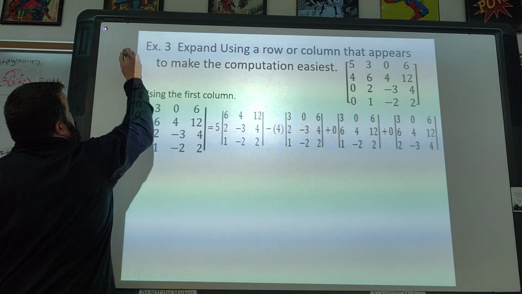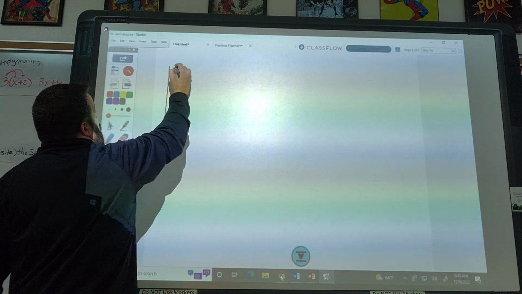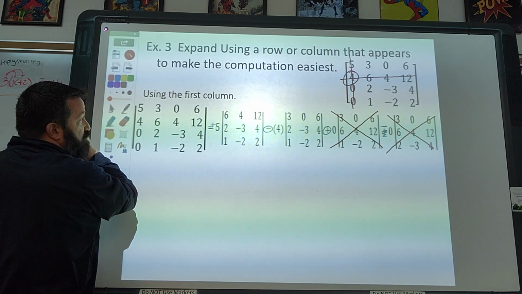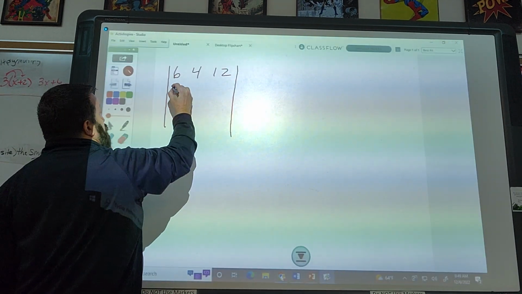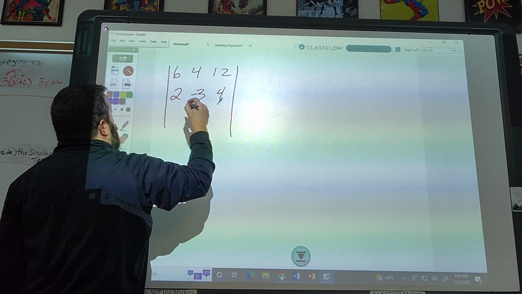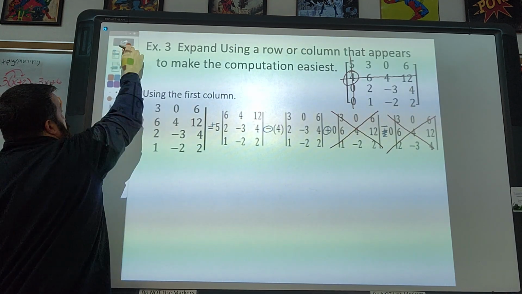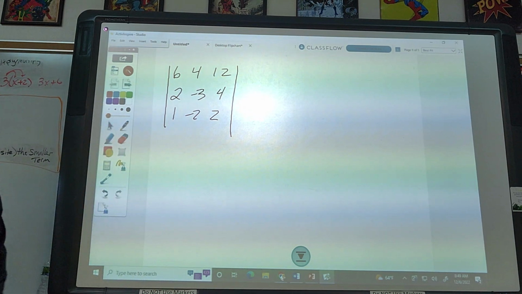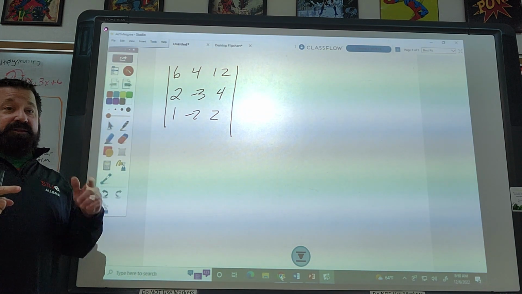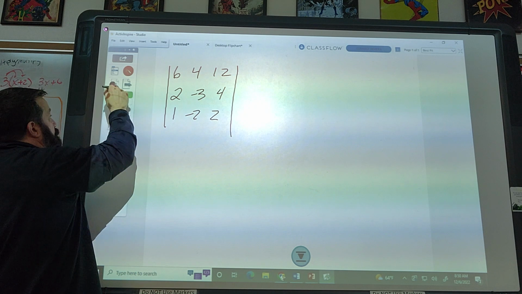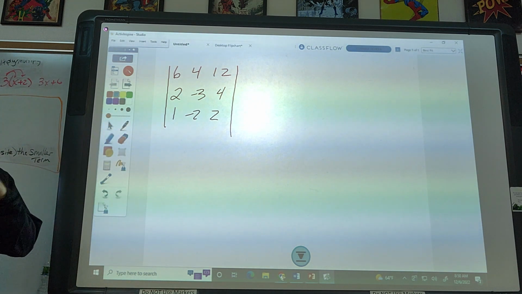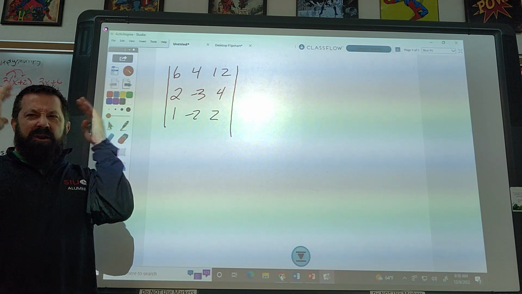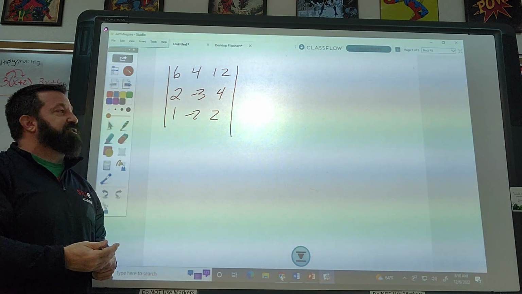So I've got 6, 4, 12. Two, negative 3, 4. 1, negative 2. And 1, negative 2, 2. So I could do expansion by minors, but this method is called the diagonal method. Okay? So bear with me for a moment, and that's why it's good that I have this on video, so that later on you'll be like, wait, how did he do that before? And then you come back and rewatch this video.